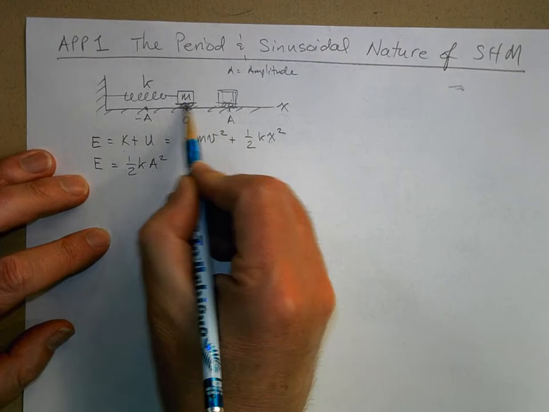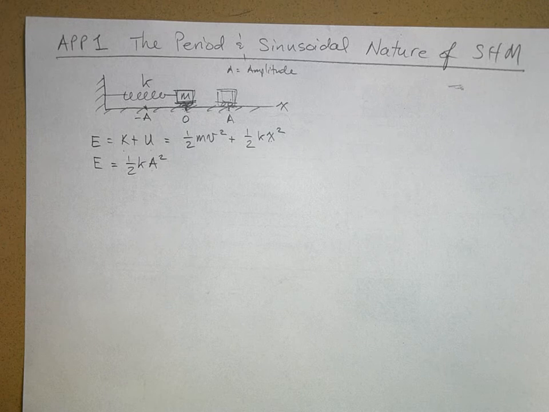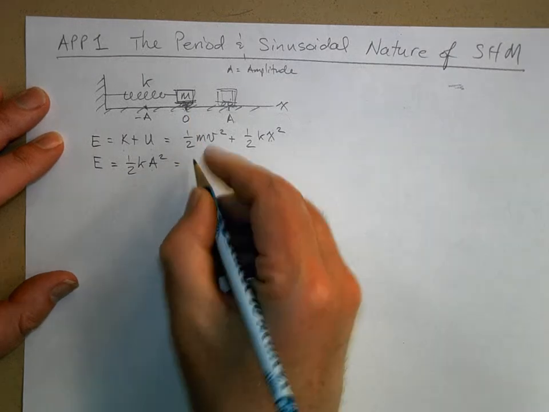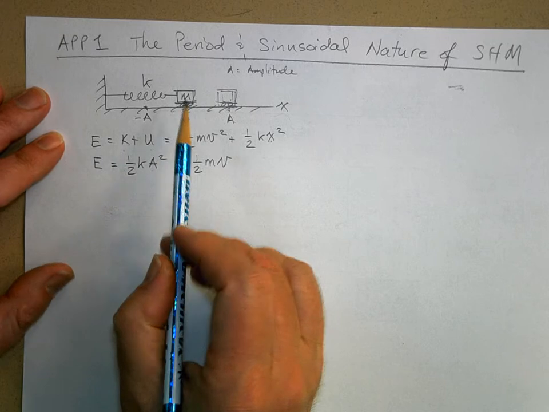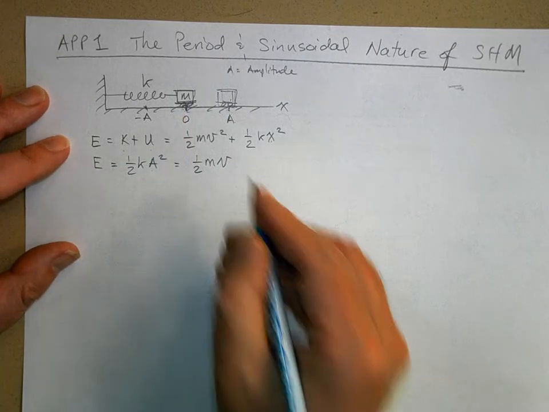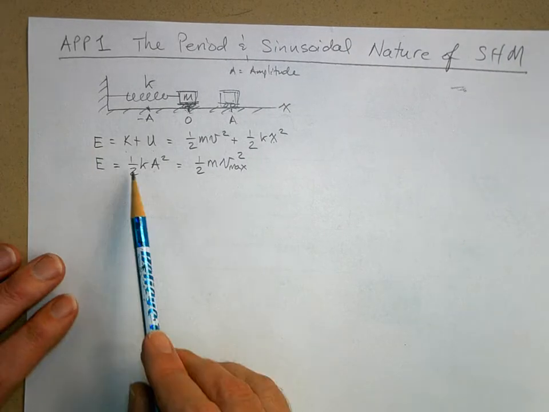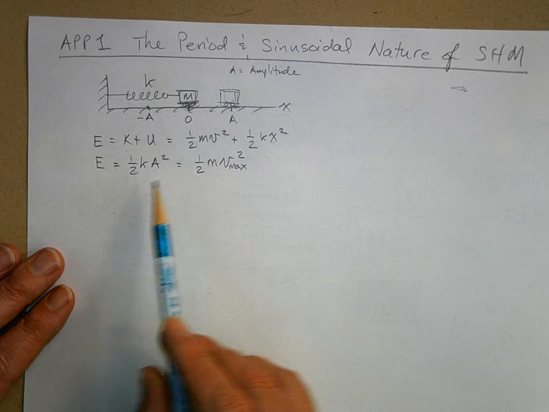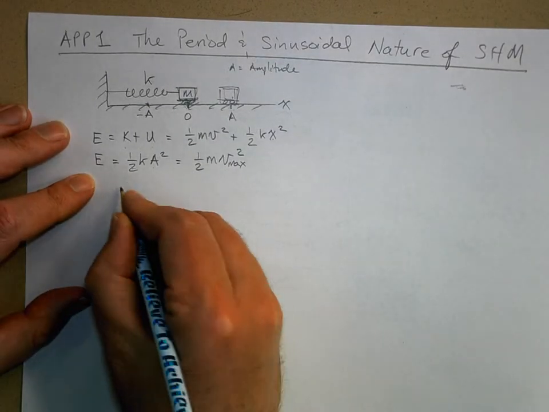Now, what happens when you're at the very center? Well, when you're at this position right here, there is no elastic potential energy. All the energy is in the motion of this object, and so that's going to be equal to 1/2 mv squared. But what's true about the velocity at the very center? It's at its maximum velocity. So 1/2 ka squared gives us 1/2 mv squared. Now we can use this. I can solve this for the maximum velocity. I'm going to do that real quick.